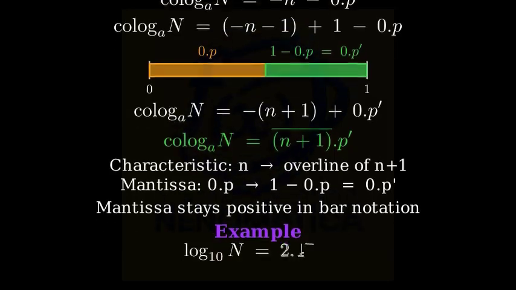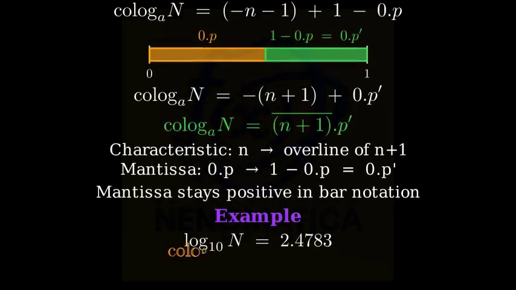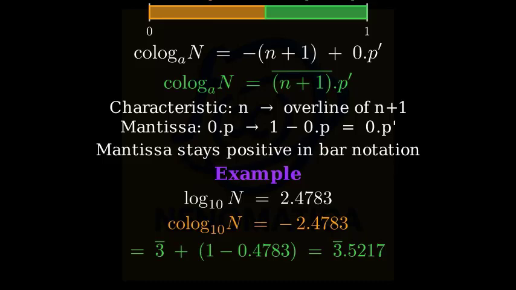Example: if log base 10 of n equals 2.4783, find its cologarithm in bar notation. Add 1 to the characteristic to get 3 barred, and complement the mantissa. 1 minus 0.4783 equals 0.5217. So the cologarithm is bar 3.5217.